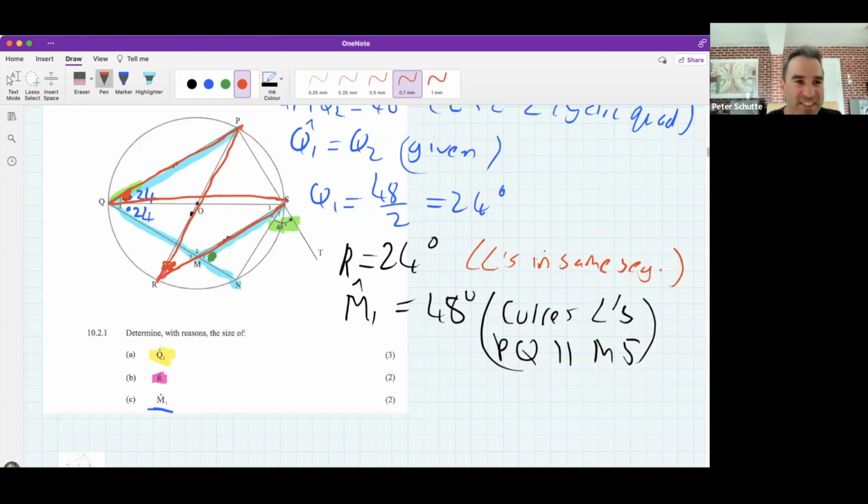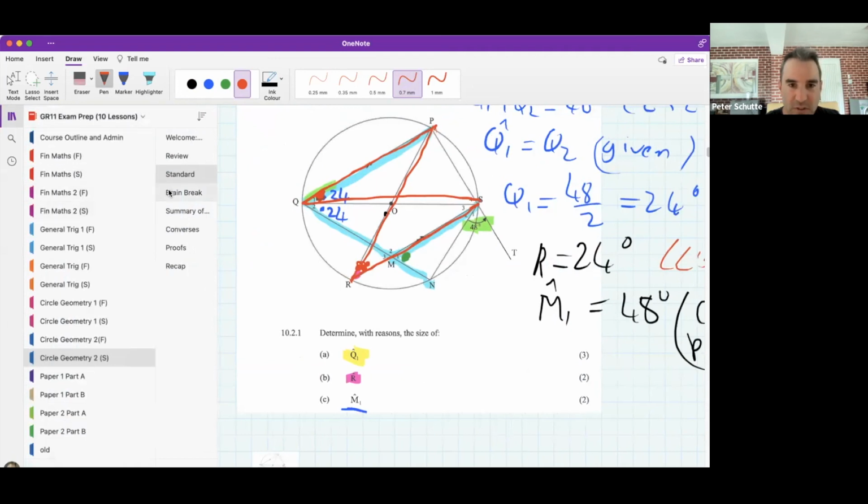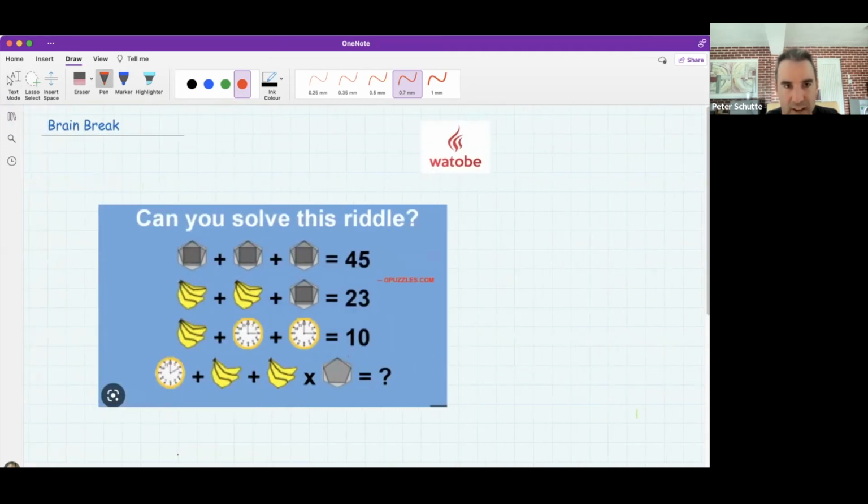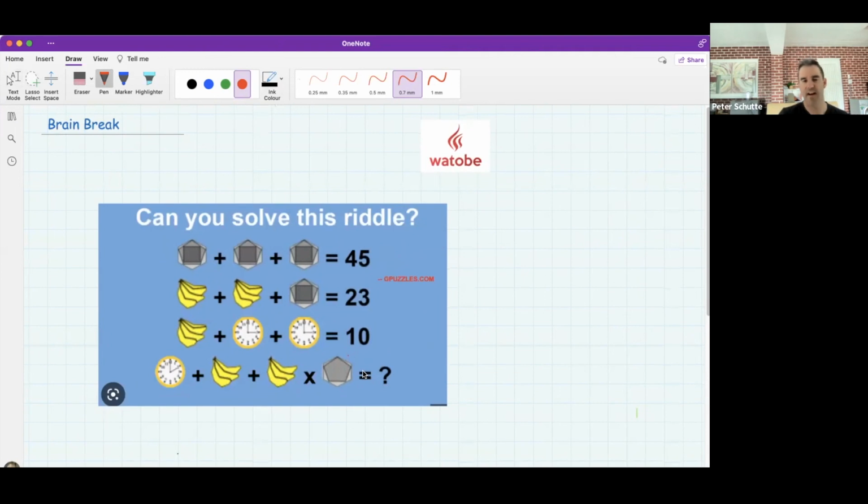So let us do a brain break, because we need to let our brains, there we go. Okay, so here is today's brain break. You have to tell me what a clock plus bananas times this funny thing in the corner is here, and I will let you indulge yourself now.